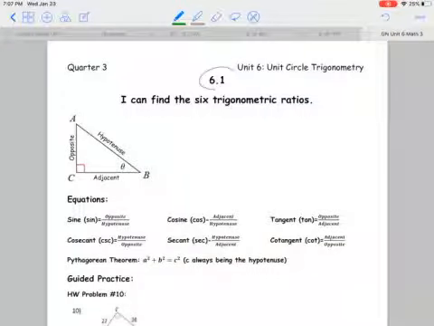Okay, 6.1 is talking about trig, which most of you guys have had last year. So when we have trig, we have these three main functions, sine, cosine, and tangent. And the key is remembering what fraction they equal for the sides. And if you can remember the first letter, that's the best way. So we have an acronym, SOHCAHTOA.